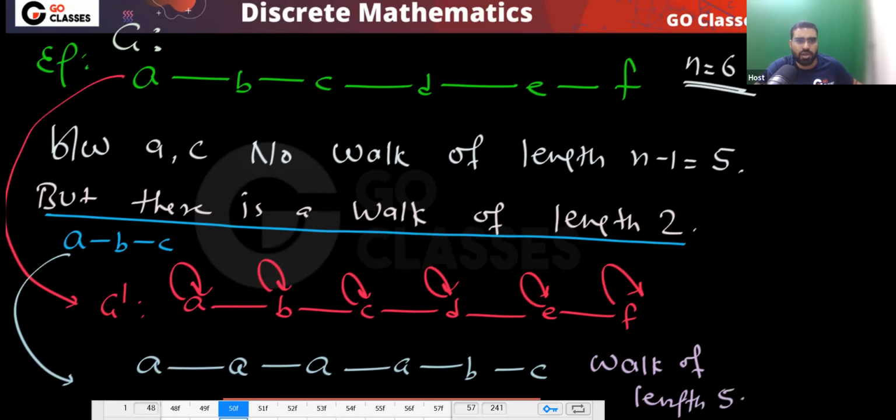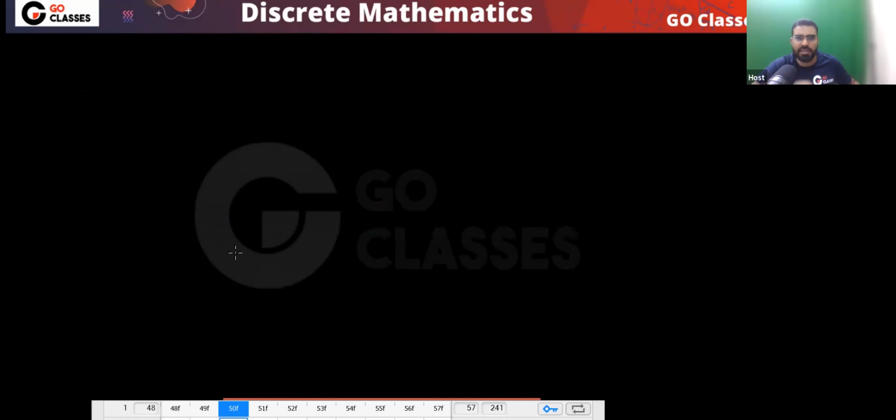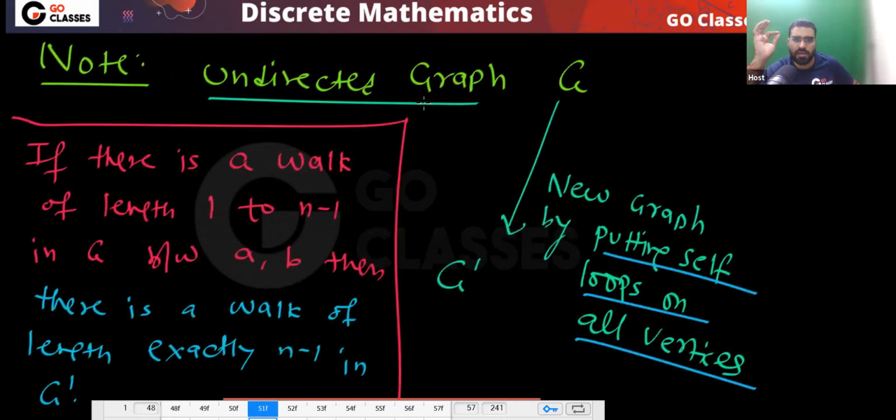Is this point clear to everyone? The simple point I am saying is that if you have self loops, you can waste some cycles. If there is a walk of length L between two vertices in G, then by putting all self loops, we will get a longer walk. No, Himanshu, my target is this n minus 1. This is a simple point, and I will revisit it again. Just wait.